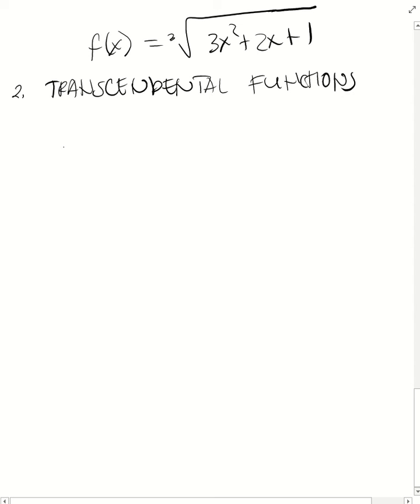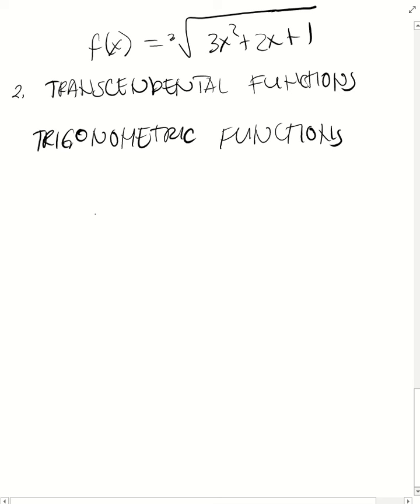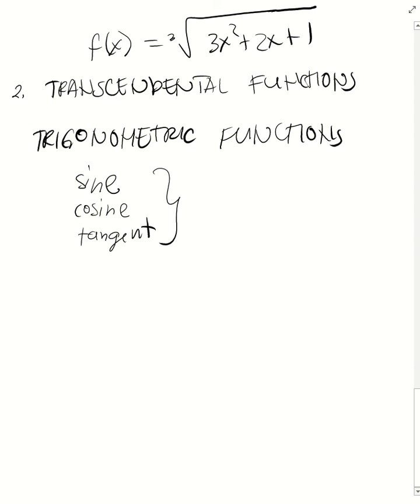The most common transcendental functions are the trigonometric functions. So what are these trigonometric functions? Basically, trigonometric functions are functions that involve sine, cosine, tangent, and the different identities in trigonometry. So sine is equal to 1 over cosecant, cosine is equal to 1 over secant, and tangent is equal to 1 over cotangent. Those are trigonometric identities. And if your function has these operations, then it is considered to be a trigonometric function.